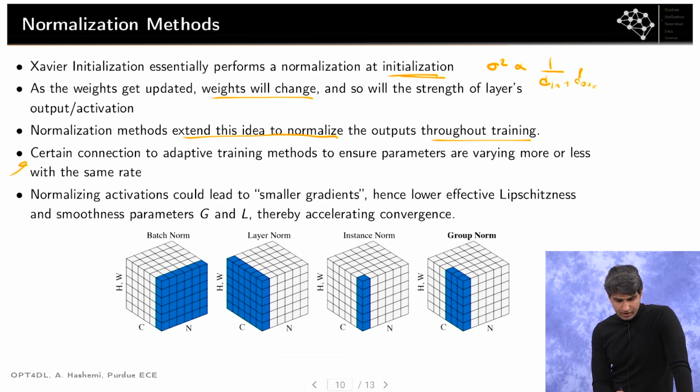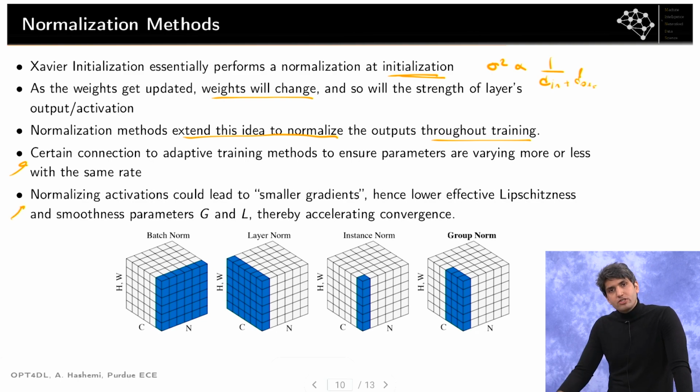There is a nice, at least intuitive, connection to adaptive training methods that we're going to talk about later on in this course. The idea in those algorithms is also very similar: we are performing some normalization to make sure that the parameters are getting updated more or less at the same rate.